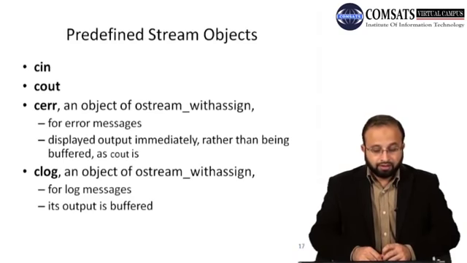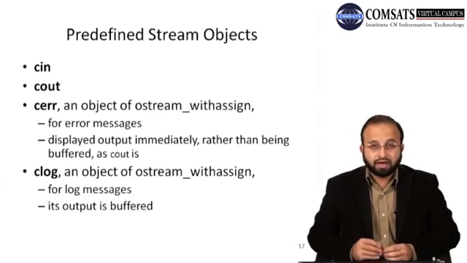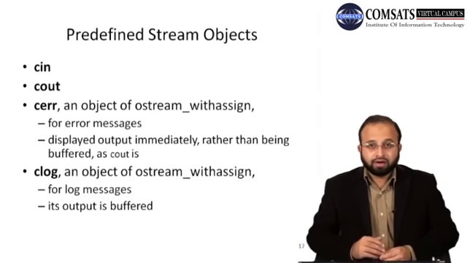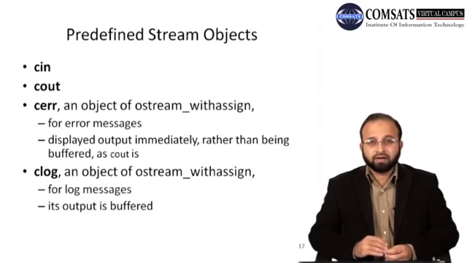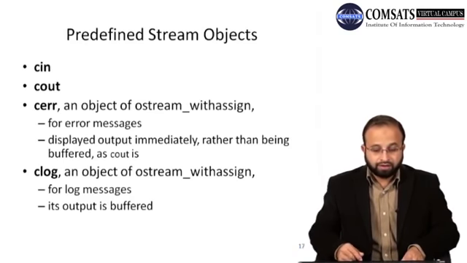Then we have another predefined object, that is the clog object, an object of the ostream_withassign class, and that is for log messages. So it doesn't write anything on the computer screen. Where does it write? It writes into the file, into the buffer, right. So whatever is happening in the program, you write all those messages inside the buffer or the file, then you can read that file to check where the error could be, right. So these are all the predefined objects.